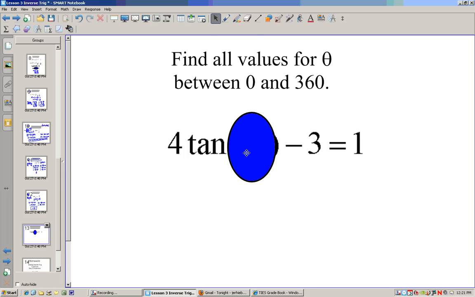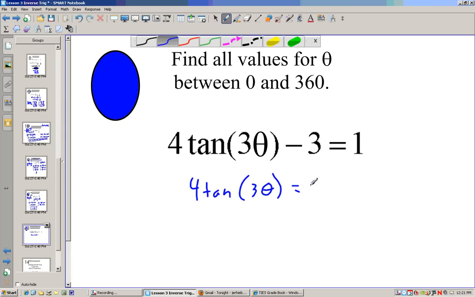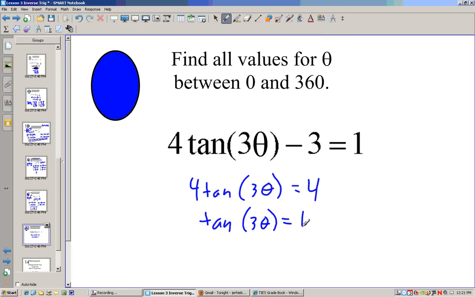All right, try this one. Pause the video, see how it goes. First thing we do is add 3 to both sides. So we have 4 tangent of 3 theta is equal to 4. All right. Couple mistakes here. Then we divide by 4. Tangent of 3 theta is equal to 1.